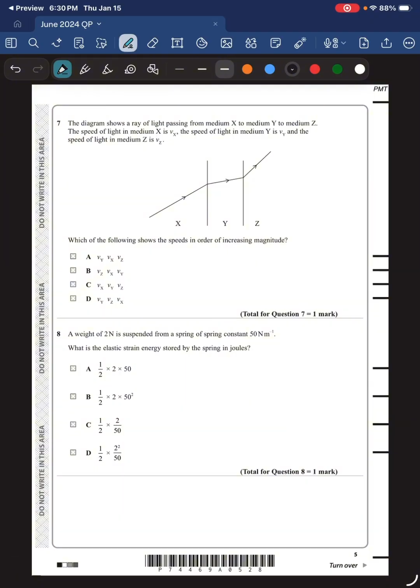Question 7. This is another question that will not appear in the international exam, okay? So the diagram shows a ray of light passing from medium X to medium Y to medium Z. The speed of light in medium X is Vx, the speed of light in medium Y is Vy, and the speed of light in medium Z is Vz. So how do we think about this?